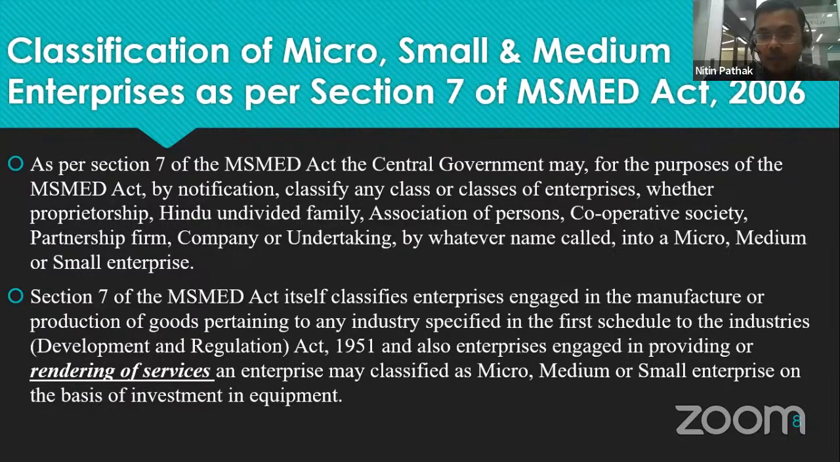As per Section 7 of the MSME Act, the central government classified any class of enterprise, whether they are proprietorship, HUF, AOP, cooperative society, partnership firm, company, private limited, public limited, or undertaking, by whatever name called, into micro, small and medium enterprise. Section 7 of the MSME Act itself classifies enterprises engaged in the manufacturing of goods pertaining to the industry specified in the first schedule, and also enterprises engaged in the rendering of service, into micro, small, or medium enterprise on the basis of investment in equipment.